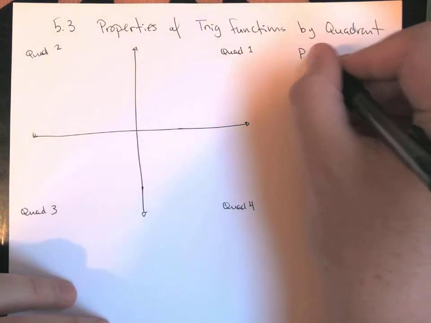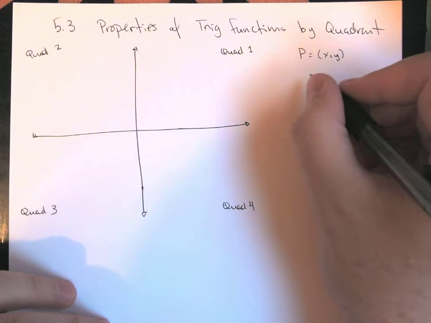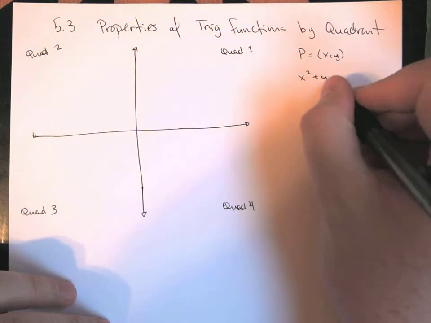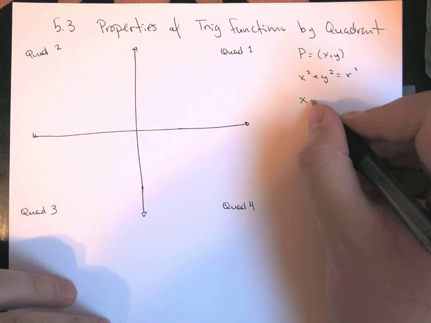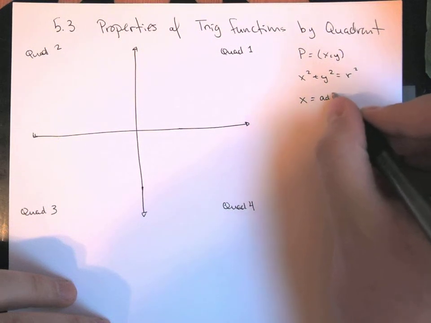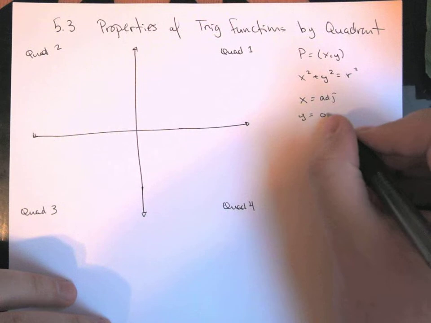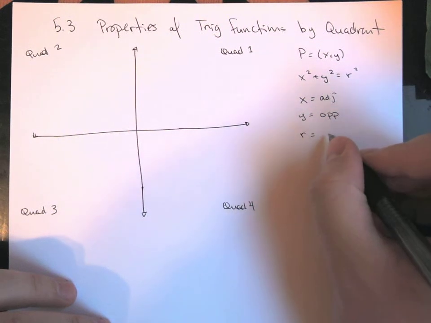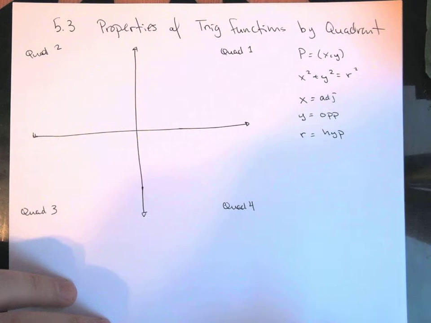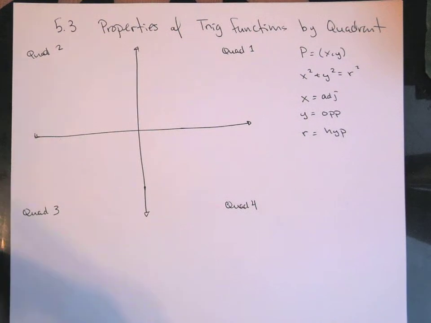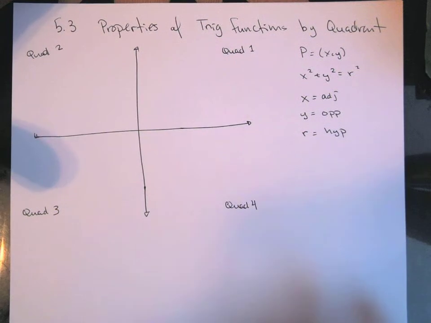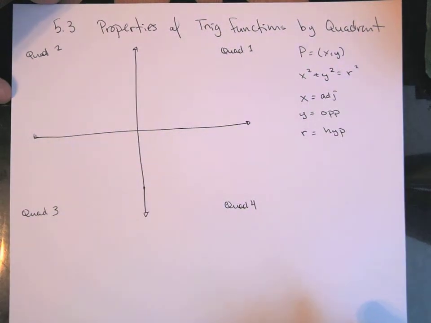And so what we're basing this on, right, so point P is (x, y). We know x squared plus y squared is r squared, and the associations here are that the x value is going to be our adjacent side, the y value is going to be our opposite, and the r value is going to be our hypotenuse. So let's take a minute and go all the way through here. Obviously we're going to have different values in each of these quadrants, so what we're looking at is the sign, positive or negative.